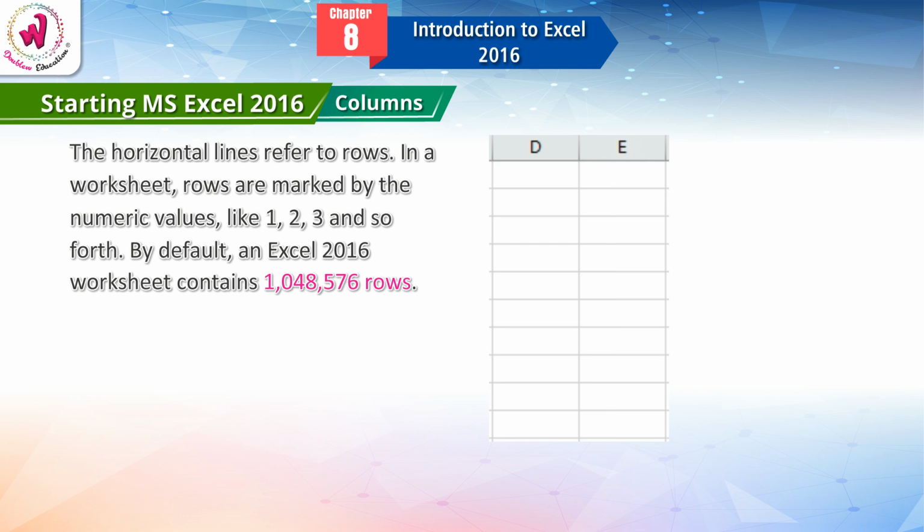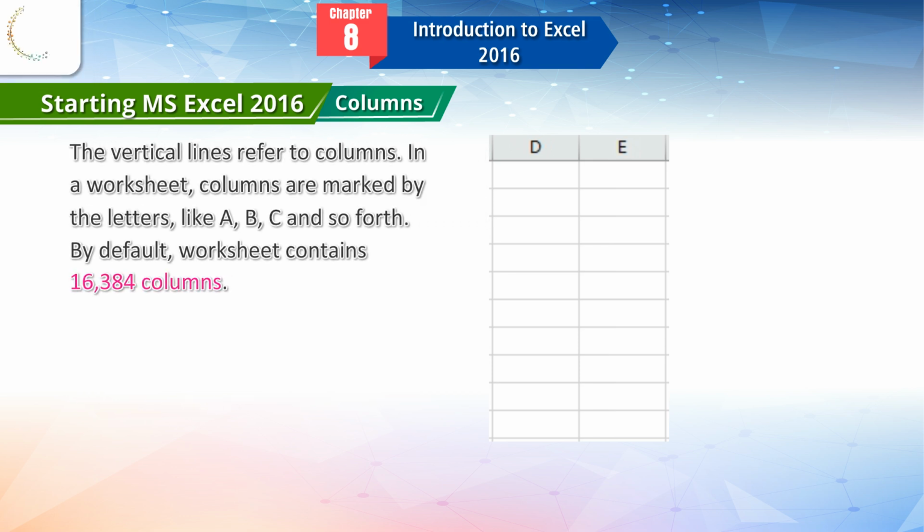Columns. The horizontal line refers to rows. In a worksheet, rows are marked by numeric values like 1, 2, 3 and so on. By default, an Excel 2016 worksheet contains 10,48,576 rows. The vertical lines refer to columns.